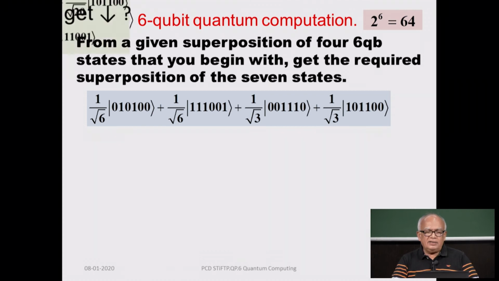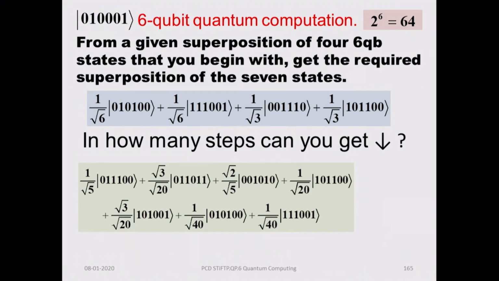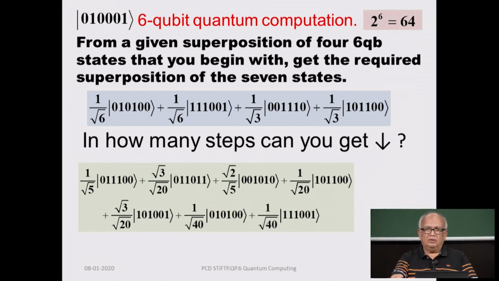And your task is to get a superposition consisting of these 7 states, and you are allowed to use a computer, because you have to find out in which position you have a 0, in which position you have a 1, and what kind of digital gate you will put it through to check if you can bring it to this result in which you have got 7 states.